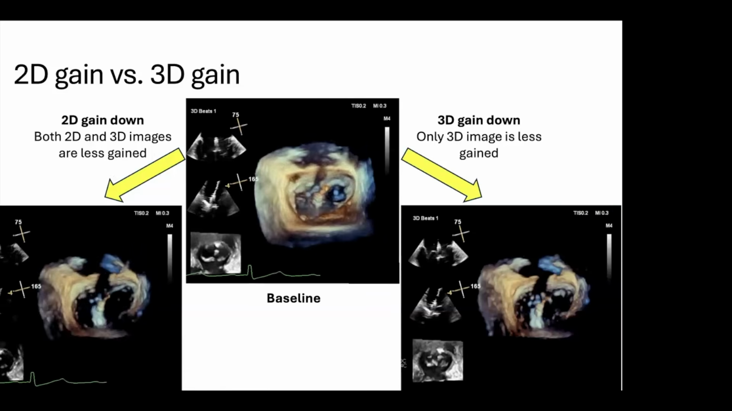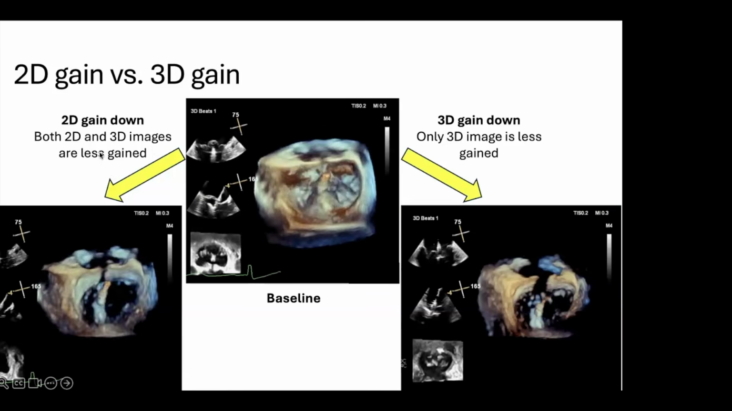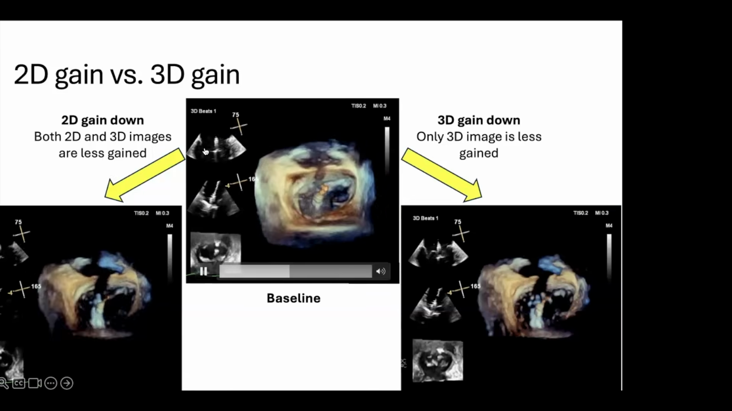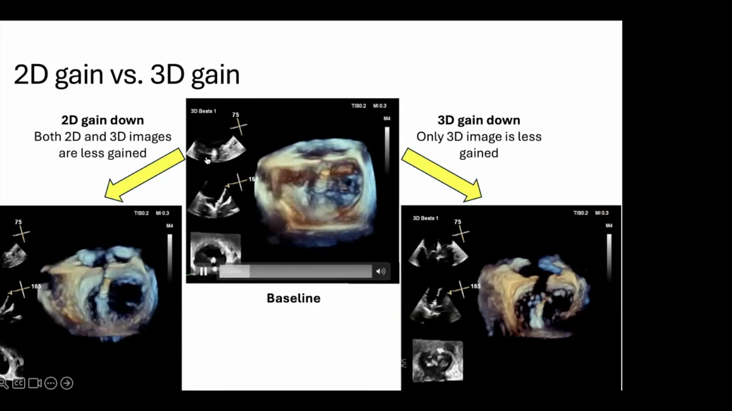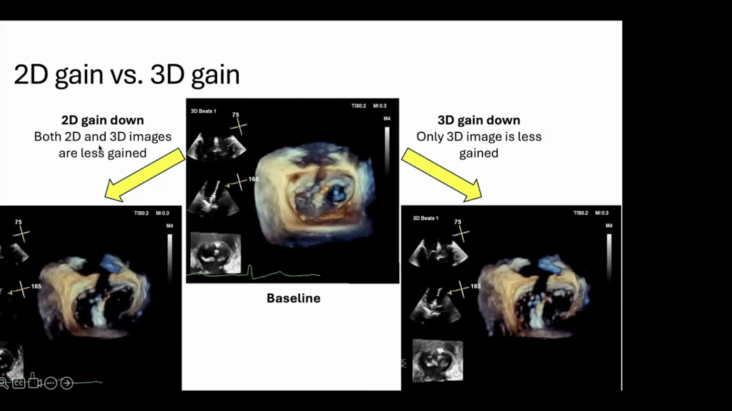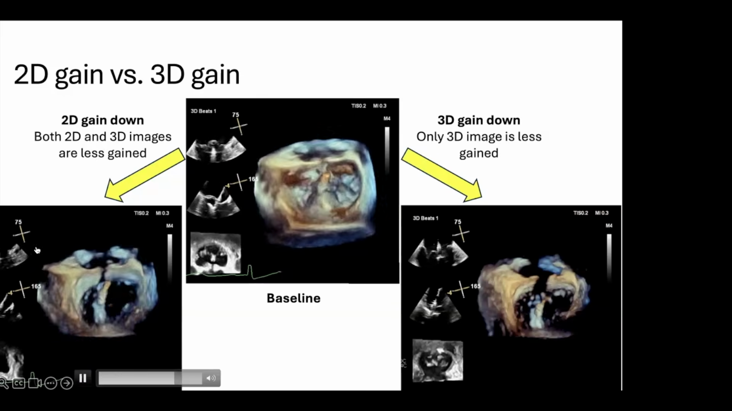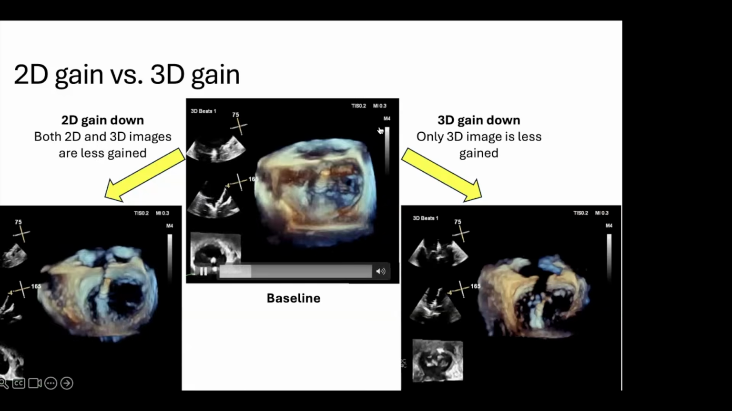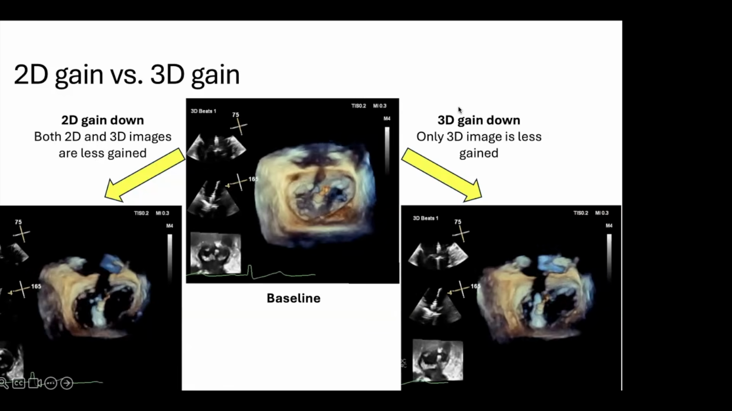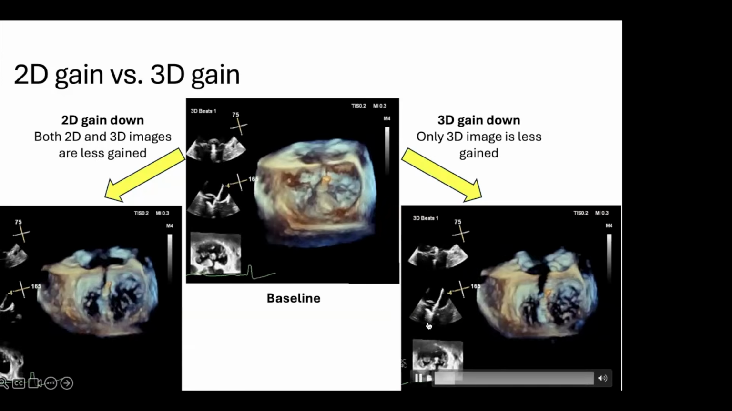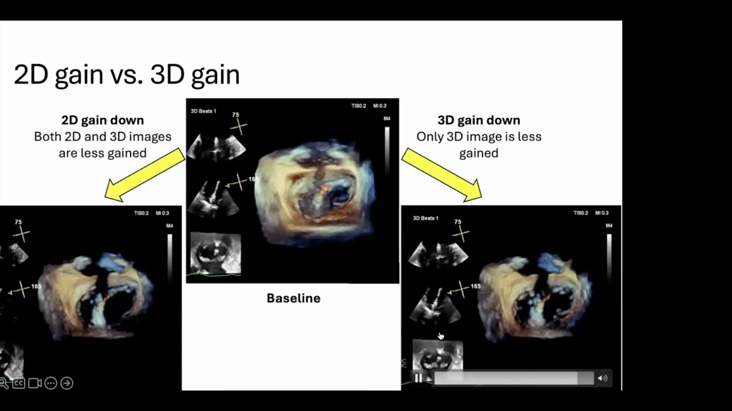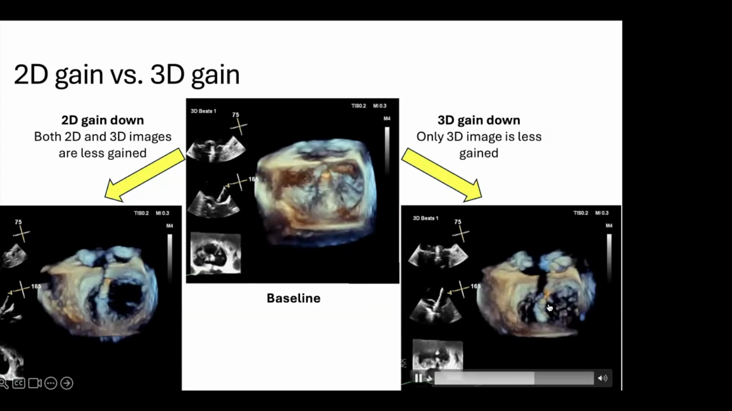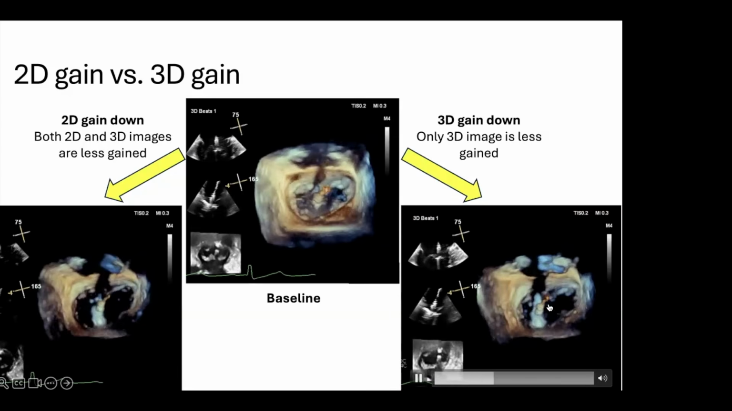And so when you turn the 2D gain down, focusing on the image in the middle and the image on the left, you'll notice that these images in 2D on the side also go down. So when you turn down 2D gain, you decrease the gain of your 2D images, and as a result, your 3D images. Now, when you turn down the 3D gain knob, it will keep the 2D image gain preserved, but it will only turn down the gain of the 3D image.